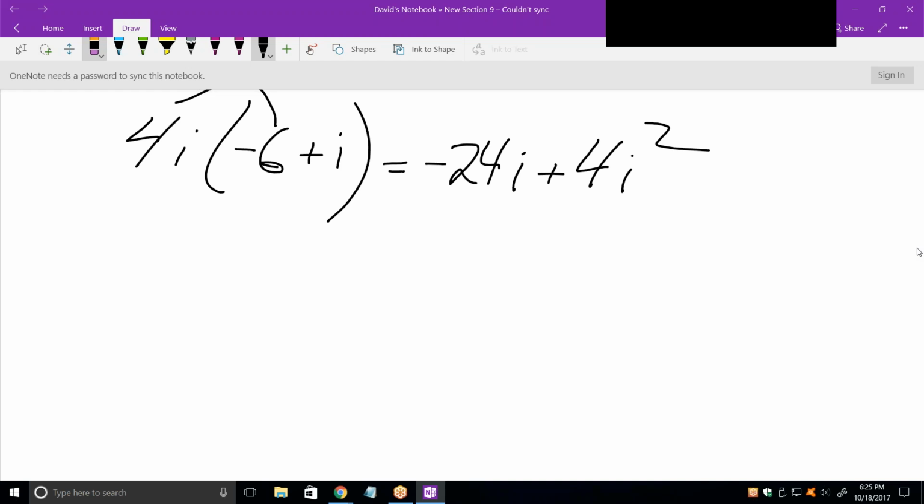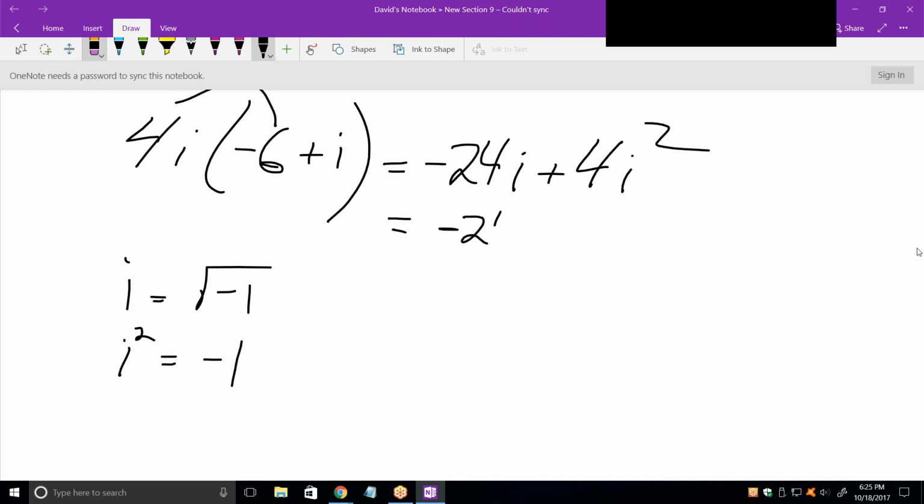Notice that i is the square root of negative 1. So i squared must be equal to negative 1. Whenever you run into an i squared, you want to substitute negative 1.